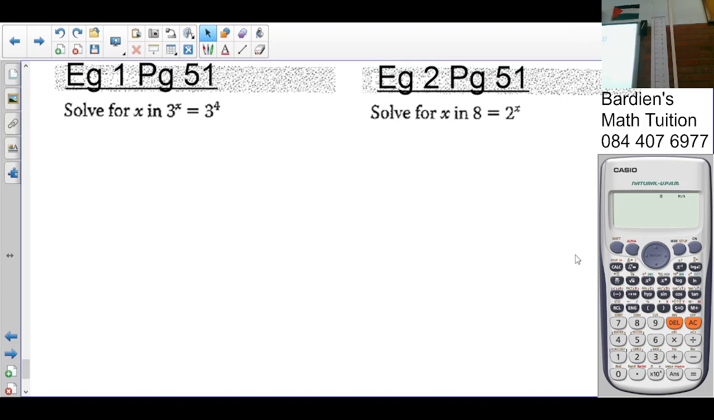Once the bases are the same, the second bullet point, you equate the exponents. Or for the second bullet, you can say if the bases are the same, the exponents are equal. So the first bullet is to get the bases the same, the second bullet point, equate the exponents.